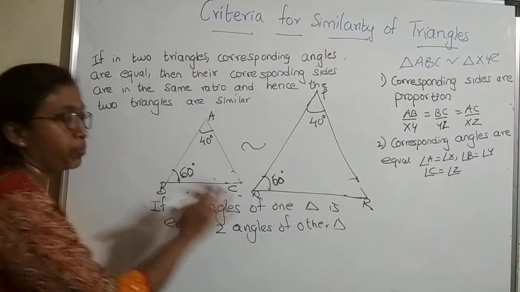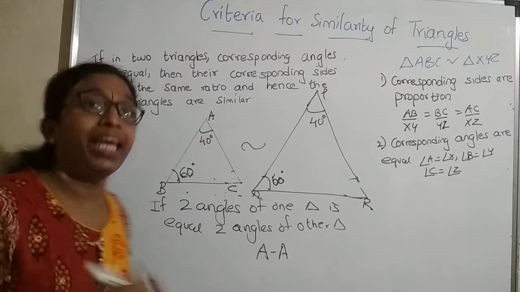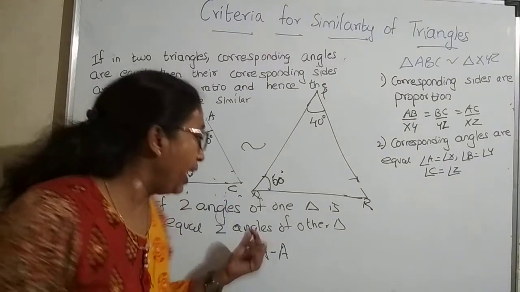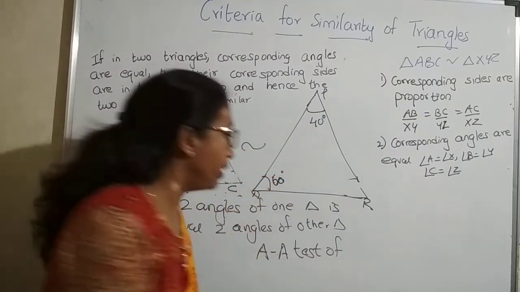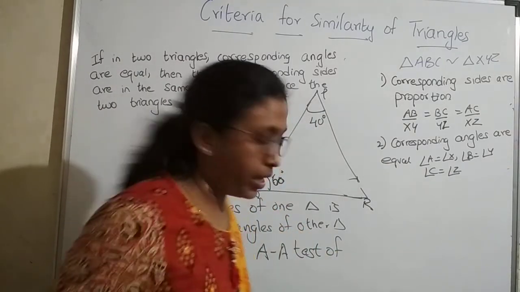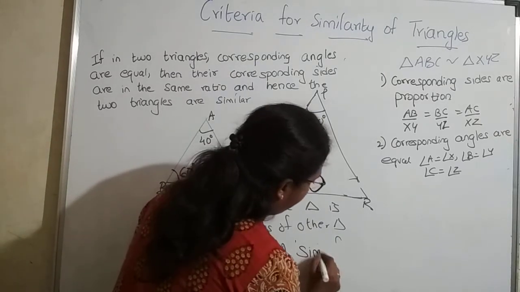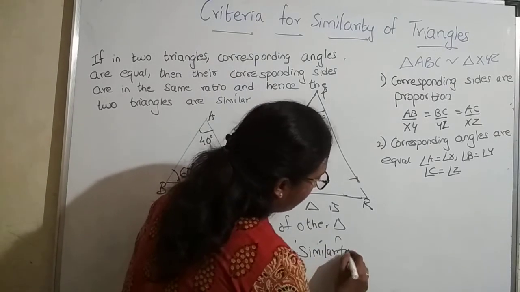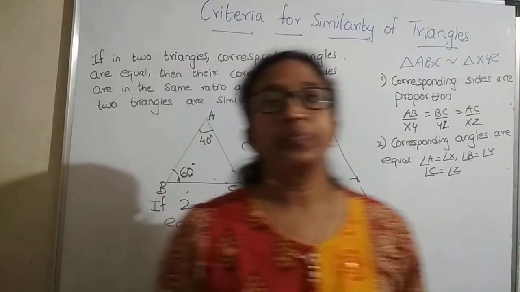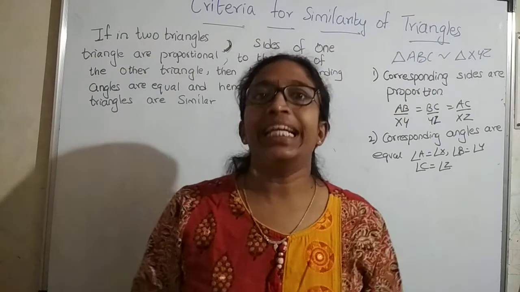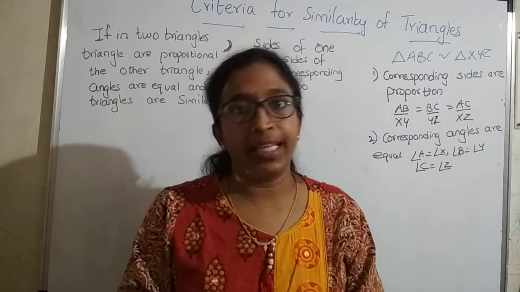These two triangles are similar by AA test of similarity. We can say AAA, but in short it is by AA similarity criterion. We don't use the word test mostly here, so AA similarity criterion. I hope you have understood this particular important criterion. So the first criterion we have learned is this AA similarity criterion, and now the second criterion.